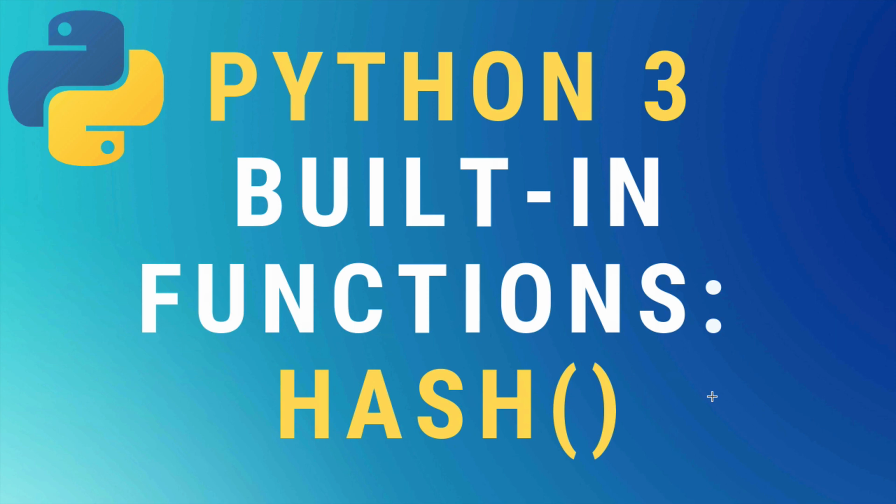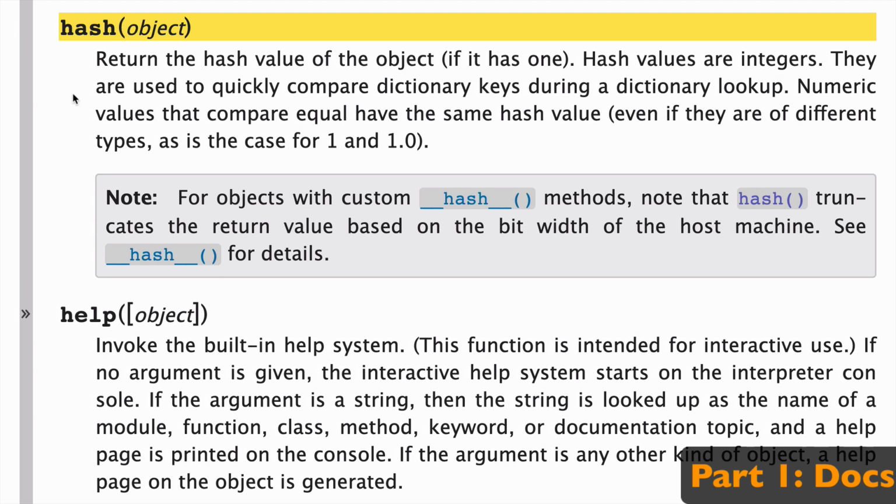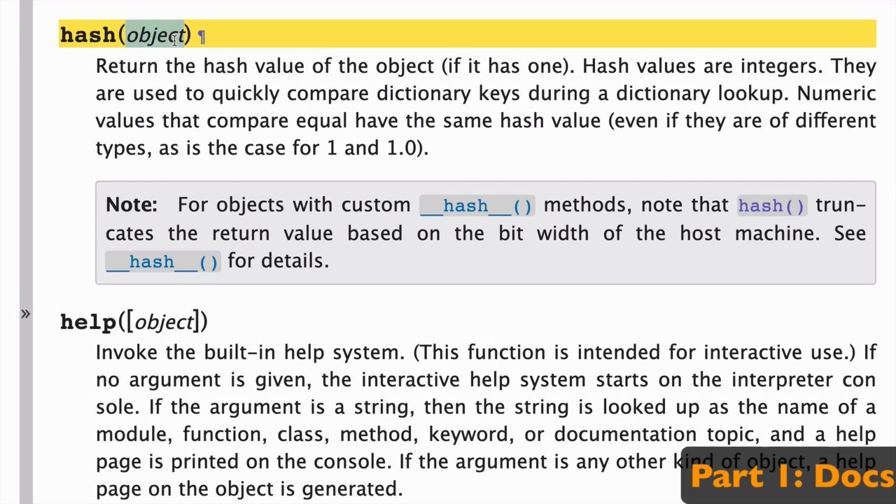Hey, what's up? Today, the hash built-in function in Python 3. So let's start with a look at the docs. Hash takes one argument, which is an object, and it'll return the hash value of that object. I'll show you what that looks like in a minute, but just know it's basically a big integer.